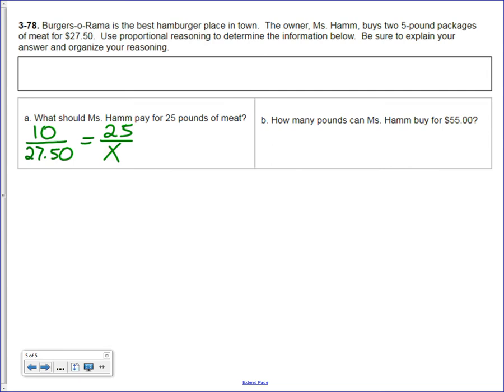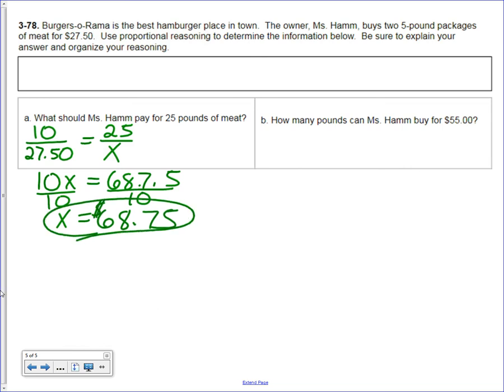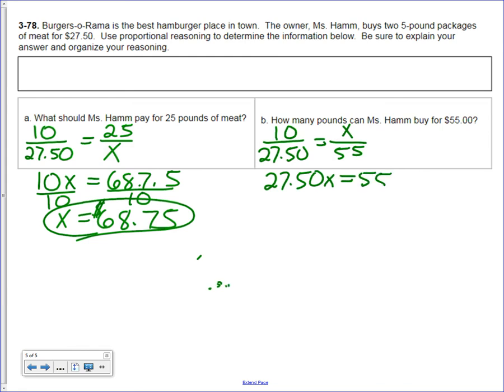So then I figured out, you cross multiply, you could do a giant 1. It's up to you. So if I cross multiply, I get 10x equals 27 times 25, which is 687.5 divided by 10. X equals, so 25 pounds is going to cost us $68.75. And then for B, how many pounds can she buy for $55? So again, we do 10 over 27.50 equals this time X over 55. So I get 27.50 X equals 550. So I do 550 divided by 27.50, and I get 20.